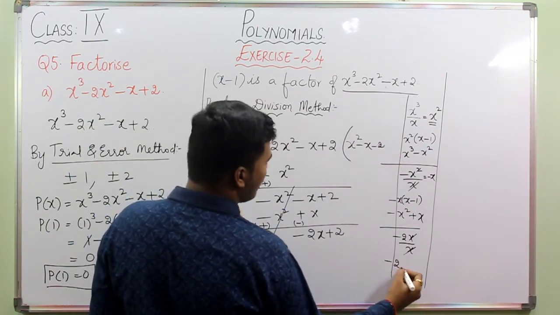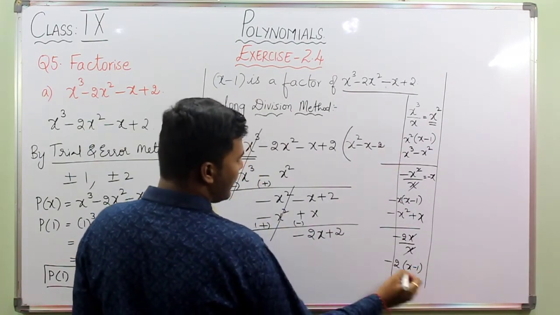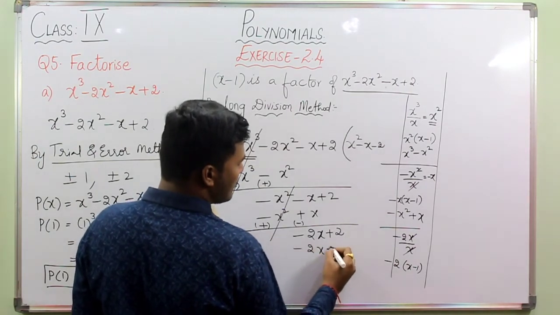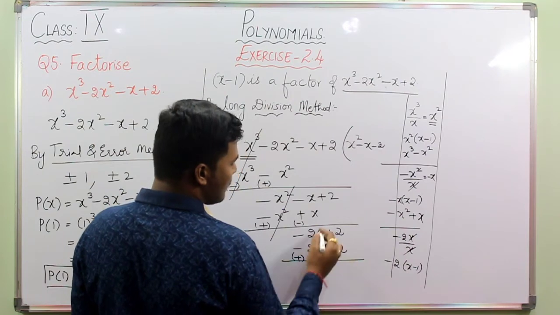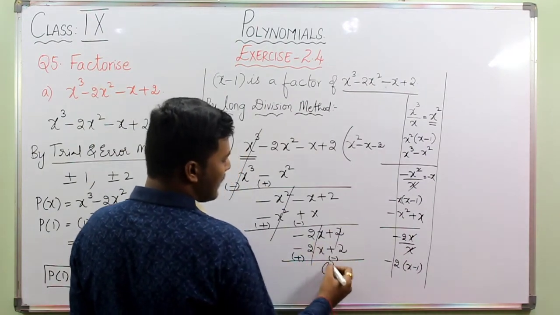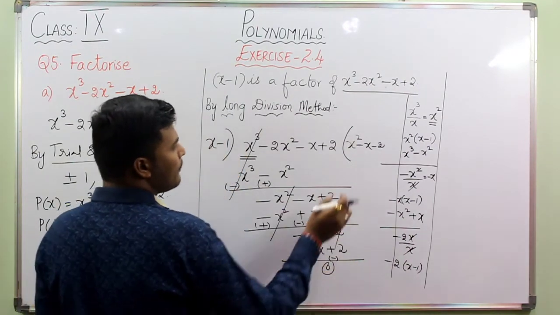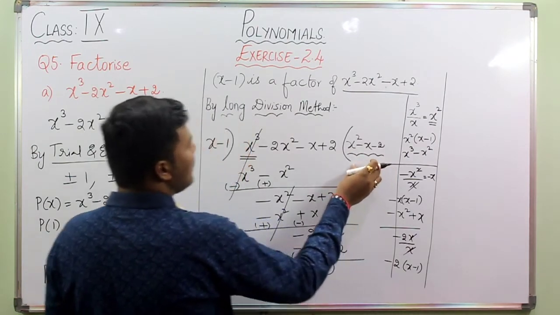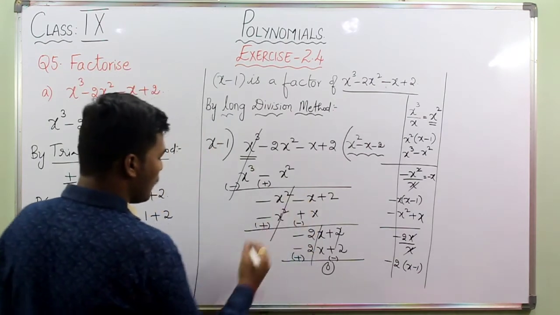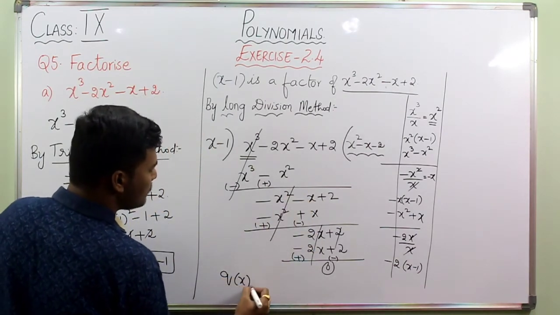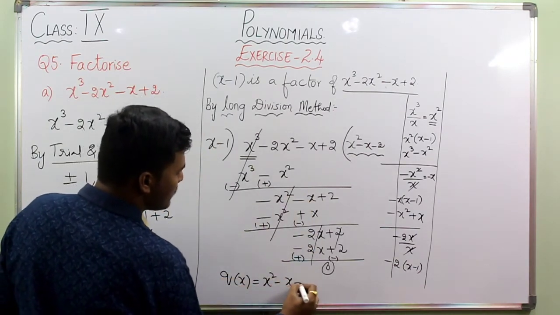So with minus 2, x minus 1 should be multiplied. So it will become minus 2x plus 2. Now change the symbols, plus minus. So both will be cancelled, so we are left with 0. So therefore this q of x will give the other two factors of this p of x. Now what is the quotient? Quotient is x square minus x minus 2.